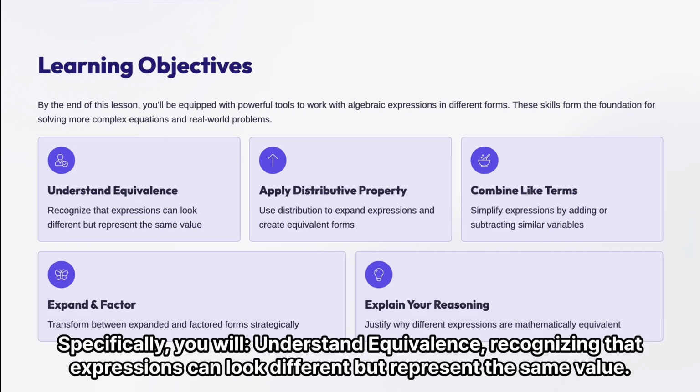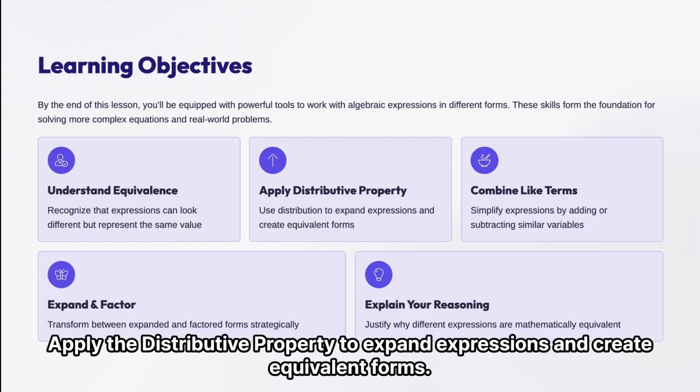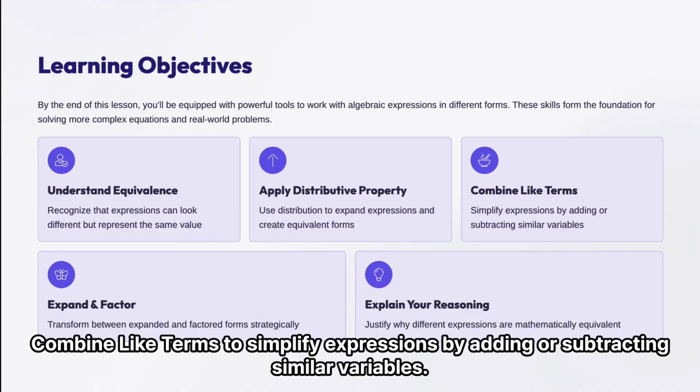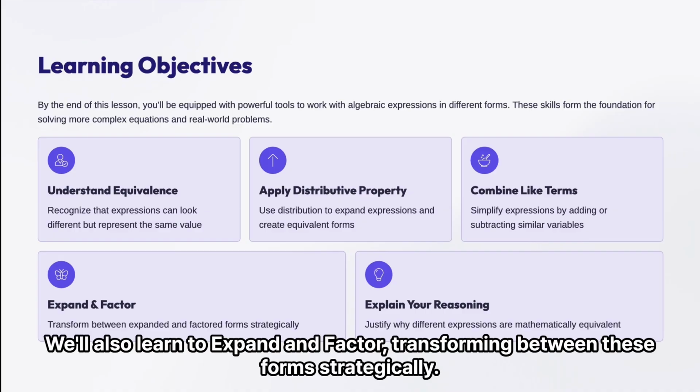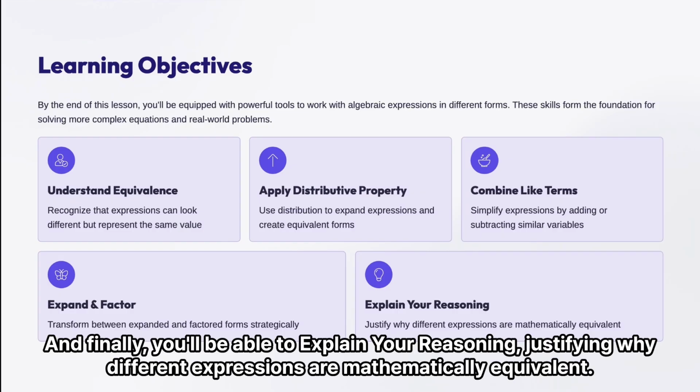Specifically, you will understand equivalence, recognizing that expressions can look different but represent the same value. Apply the distributive property to expand expressions and create equivalent forms. Combine like terms to simplify expressions by adding or subtracting similar variables. We'll also learn to expand and factor, transforming between these forms strategically. And finally, you'll be able to explain your reasoning, justifying why different expressions are mathematically equivalent.